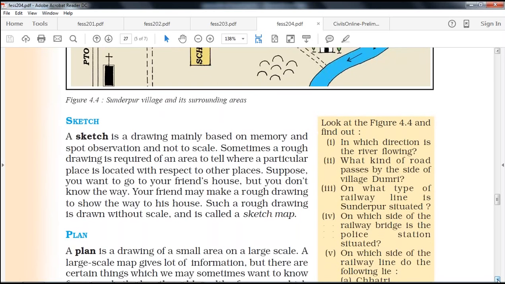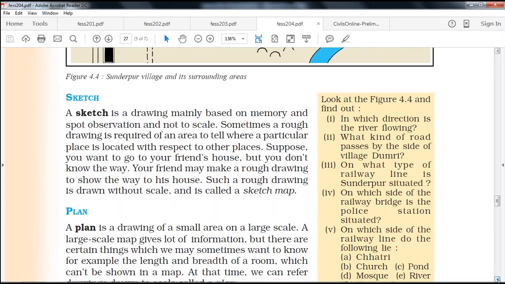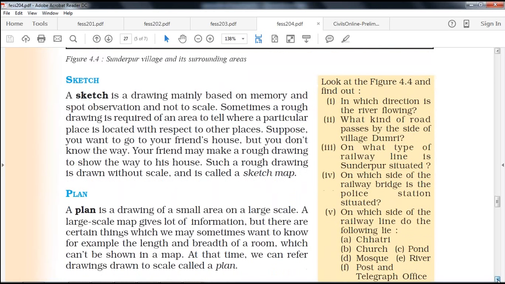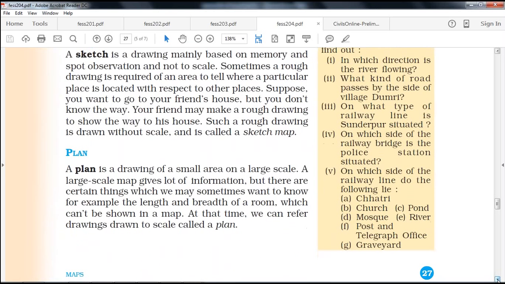Apart from maps, we have a sketch. A sketch is a rough map. If someone asks you for an address or the direction of a particular place, you can draw a sketch on your hand or on paper. This is called a sketch. A plan is very small, like a plan of a house. This is also like a map, right? But we call it a plan because it's a drawing of a small area like a building or a park.